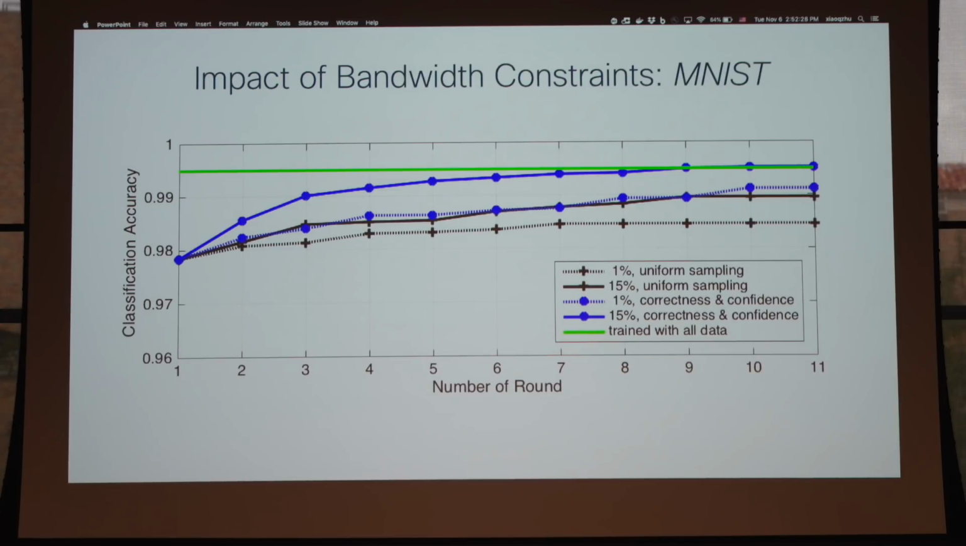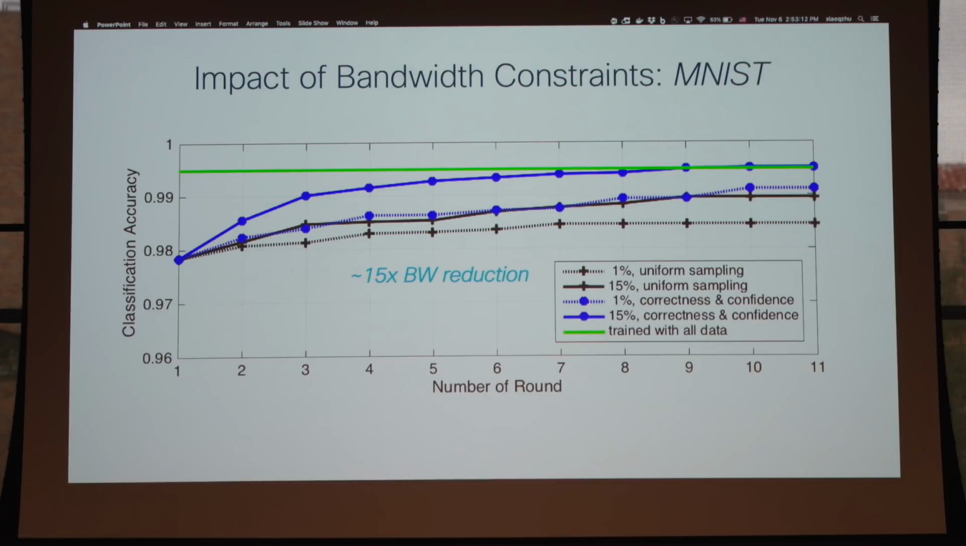Another view of this is that if we compare the performance of the model when we're limiting our transmitting to only 1% of all the observed training samples versus 15%, those are in black and blue, dotted and solid lines respectively, and compare the two schemes, random sampling versus our intelligent selection scheme, we can see that interestingly, if we select our samples very carefully, leveraging the inference calculation, we can do almost as well selecting only 1% of the samples compared to uniform sampling using 15%.